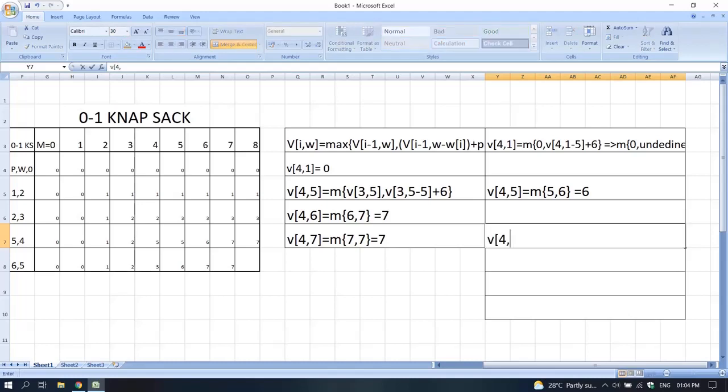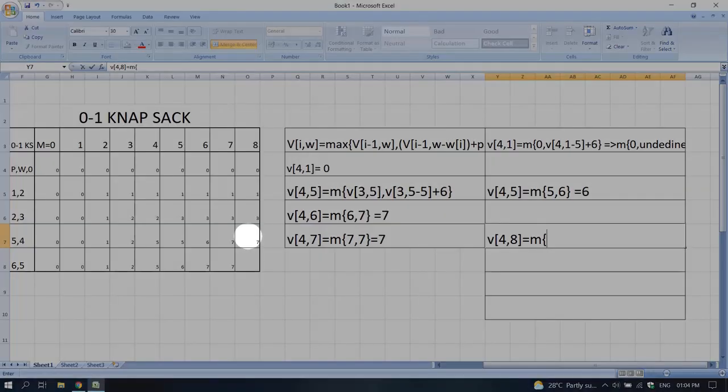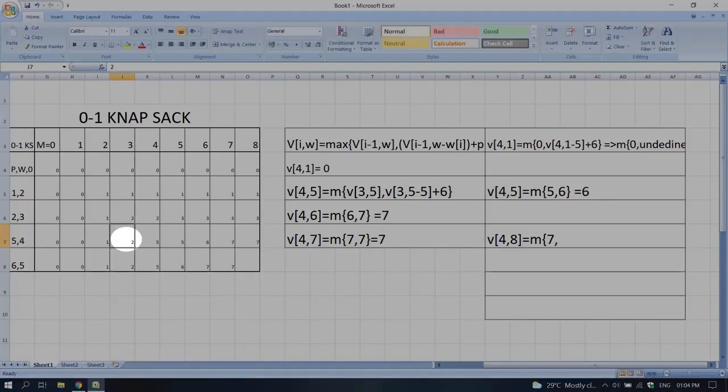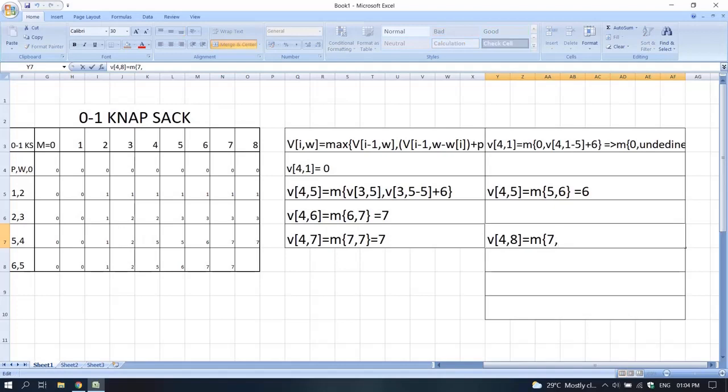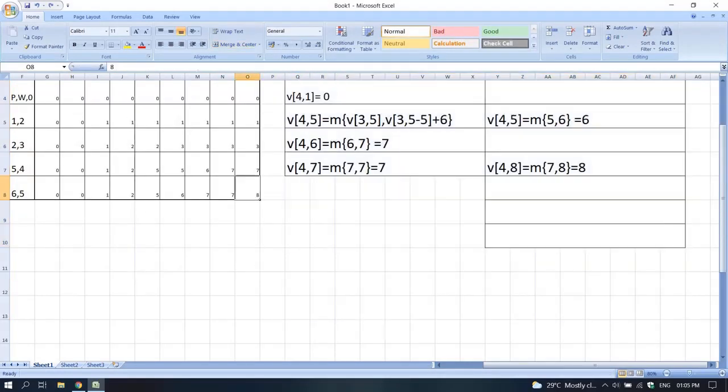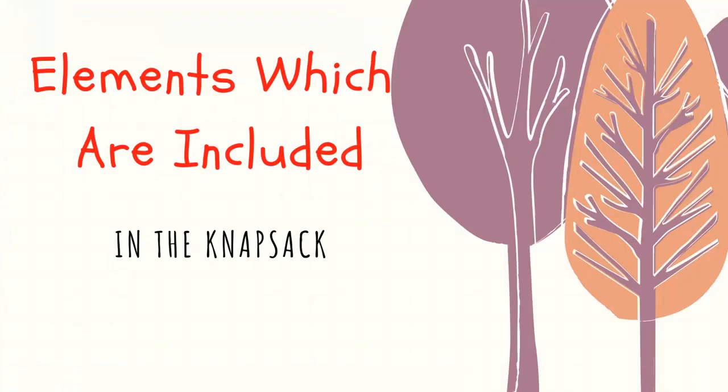V of 4 comma 8 is equal to max of 3 comma 8. Max of 3 comma 8 is 7 comma max of 7 comma V of 3 comma 3 plus 6. What is 3 comma 3? 3 comma 3 is 2 plus 6, which is 8. So this is how we get the solution. 8 is going to be our maximum profit. So max profit is 8.